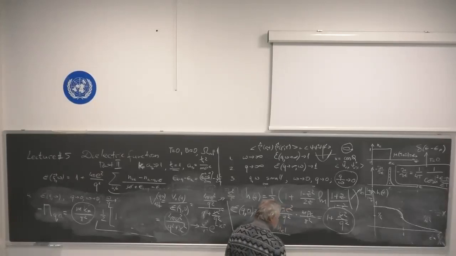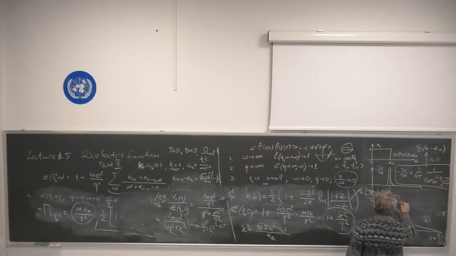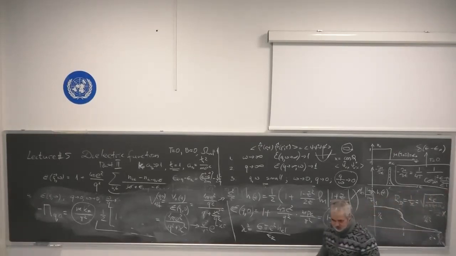1 over kappa is the screening radius, which is called the Debye radius, by the way, which is 1 over kappa. This is the square root of Fermi energy divided by 6 pi e squared times electron density. So you see that the Coulomb interaction is screened on distances bigger than the Debye radius. And this is the second property associated with the dielectric function. Okay?